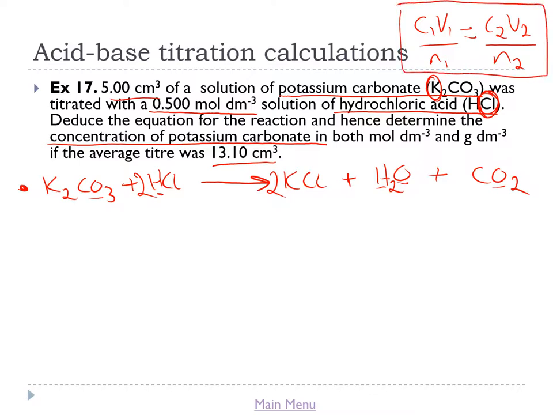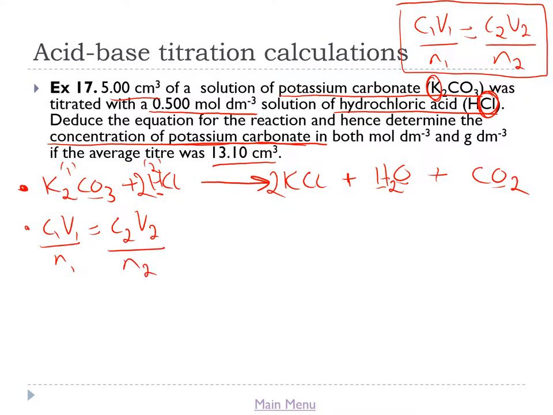Okay, so it's easiest if your unknown is one. Now, the unknown is your concentration of potassium carbonate. So let's make potassium carbonate our ones, and the HCl our twos. Okay, so we're going to write out our equation now. C1 V1 over N1 equals C2 V2 over N2.